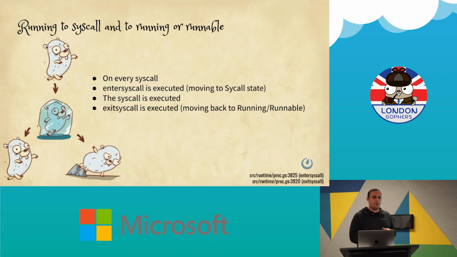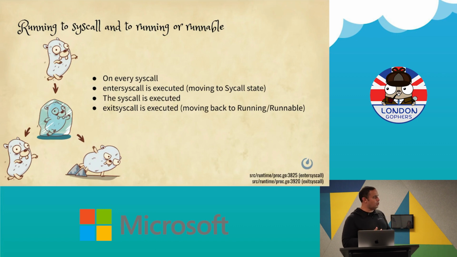Okay, let's talk about running to syscall and running or runnable again. Whenever we call any syscall to the operating system, it's going to execute three steps: enter syscall, the syscall itself, and exit syscall. The enter syscall is going to save the program counter and the stack pointer of the Goroutine. It's going to change the status to syscall, that is that frozen state. And it's going to detach the M and the P from the Goroutine and set the status of the P to syscall. Then it's going to execute the syscall.